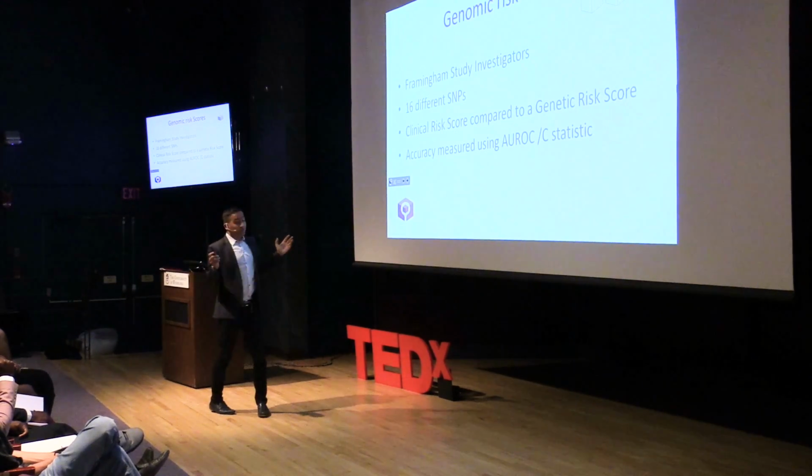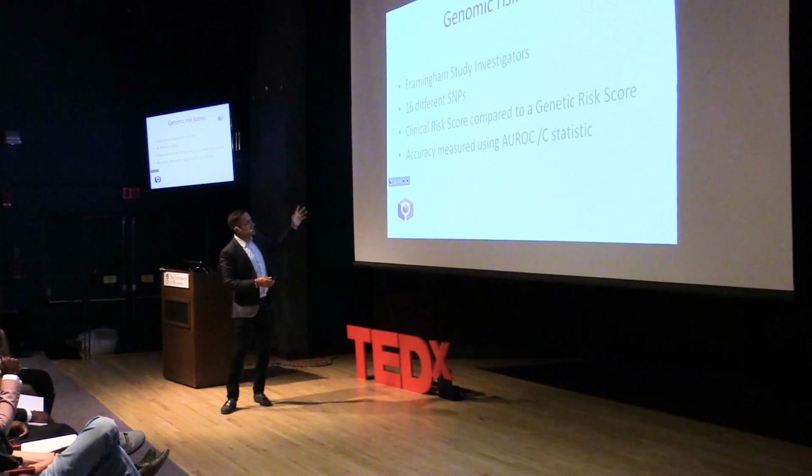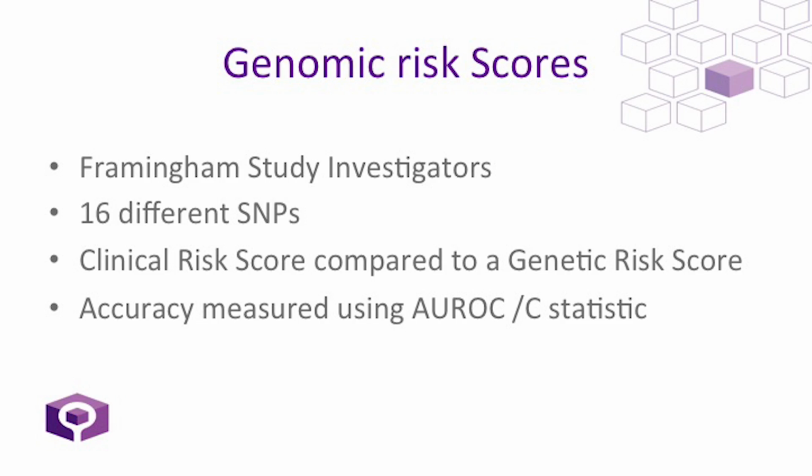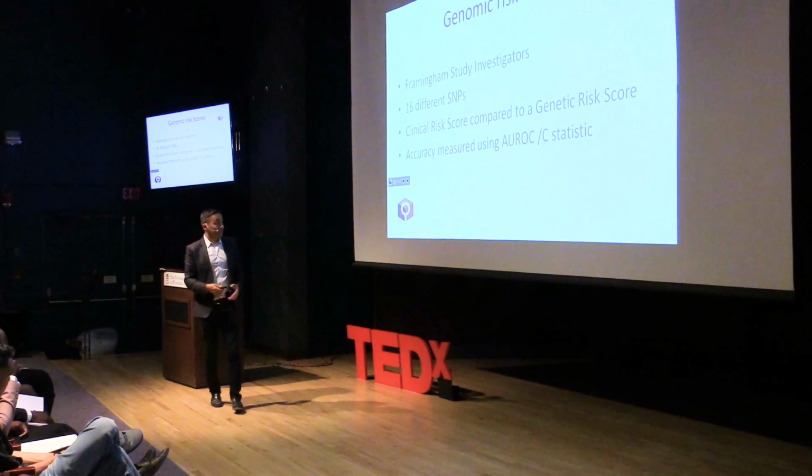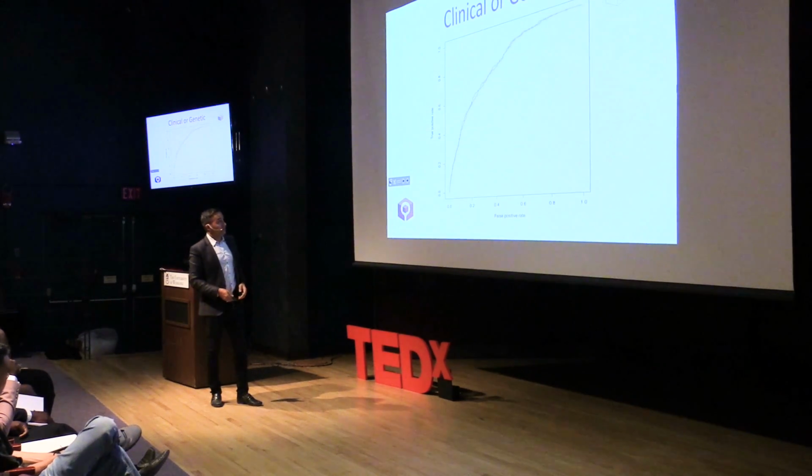When you take all the genomic signals together and you try to see, do they add anything on top of clinical data, the results remain equally disappointing. So this is the Framingham Study people, very famous risk score conductors, and they looked at a clinical risk score using just clinical data that they had on patients sitting in front of them and compared it to a genetic risk score. And this is what they found.